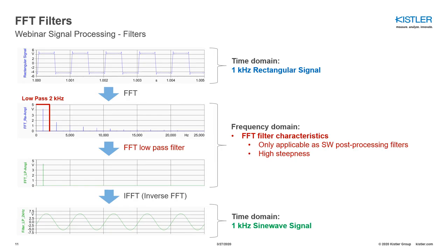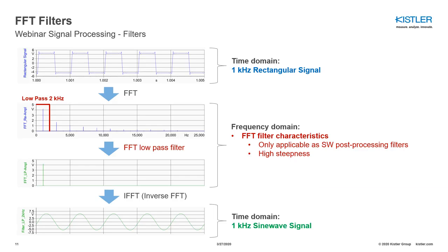FFT filters are filters with a special characteristic I'm going to explain in this example. Important to know is that FFT filters can only be applied as post-processing filters in a post-processing software. In this example, we are going to apply an FFT filter on a 1 kHz rectangular signal, which you can see on the top of the slide as a blue signal.